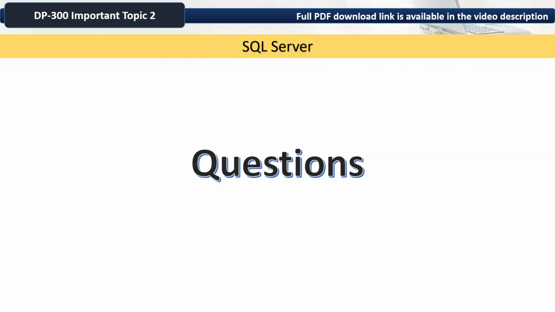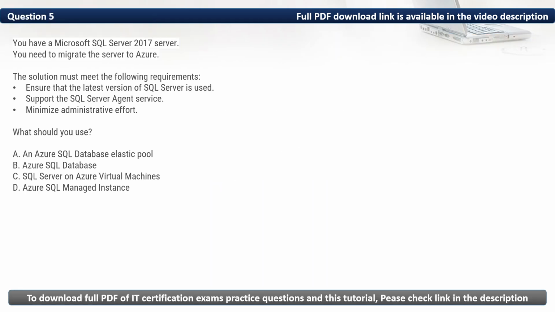To the questions related to the same topic. Question 5. You have a Microsoft SQL Server 2017 server. You need to migrate the server to Azure. The solution must meet the following requirements: ensure that the latest version of SQL Server is used, support the SQL Server Agent service, minimize administrative effort. What should you use?